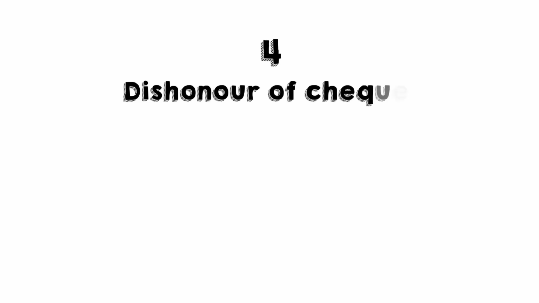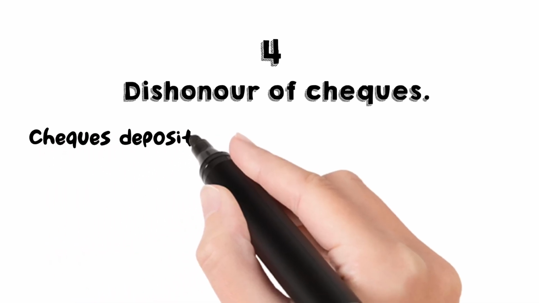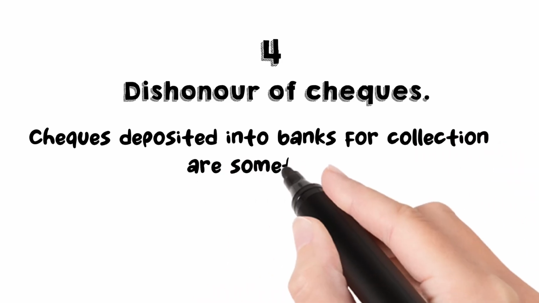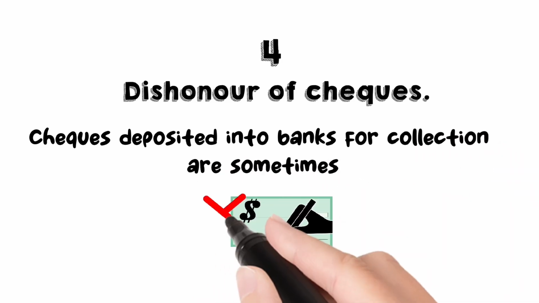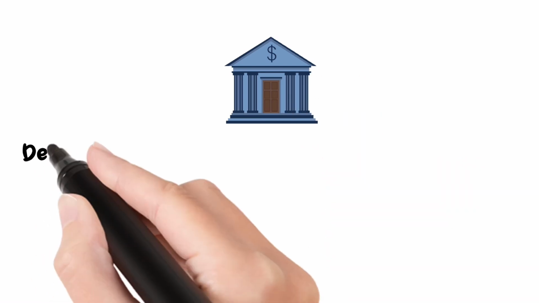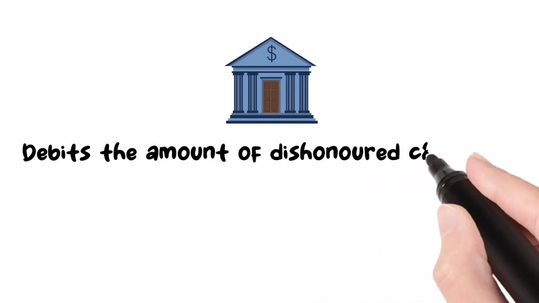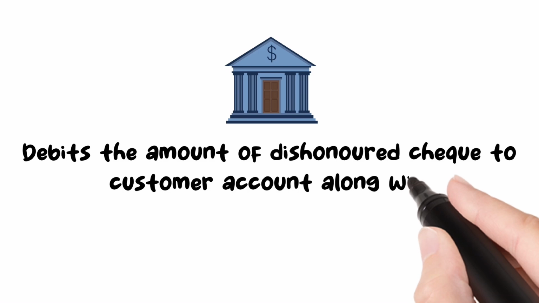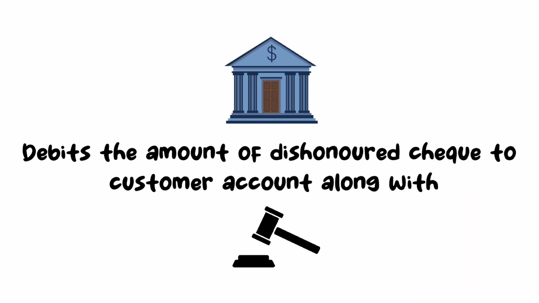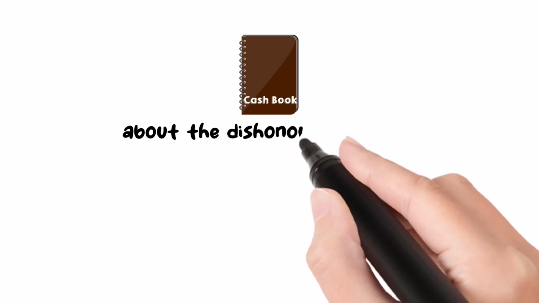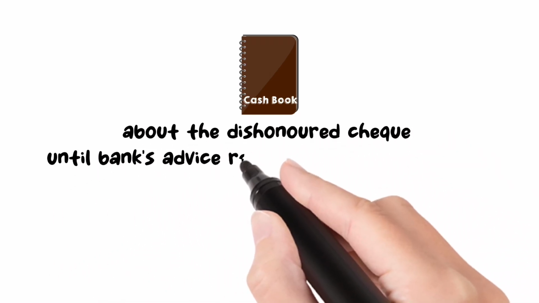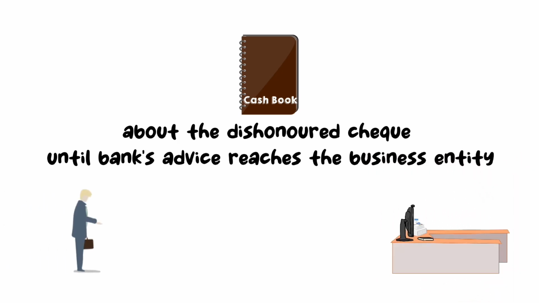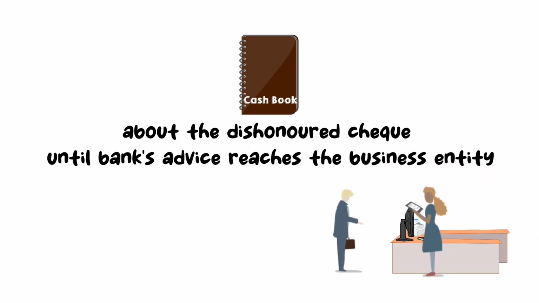Number 4. Dishonor of checks. Checks deposited into banks for collection are sometimes dishonored. Bank debits the amount of the dishonored check to the customer account, along with a dishonor penalty. No effect is given in the Cashbook about the dishonored check until the bank's advice reaches the business entity who deposited the check for collection. Let's prepare the reconciliation statement.